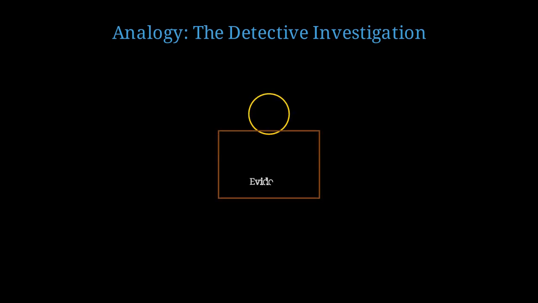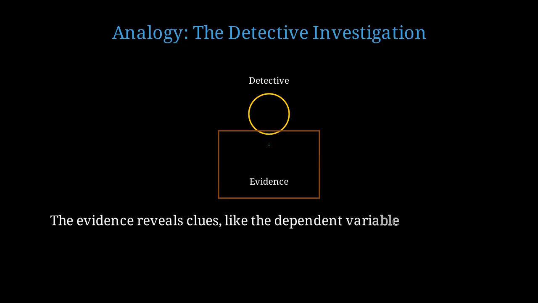Here's another helpful analogy. Think of an experiment like a detective investigation. A detective examines evidence to solve a crime. The detective controls which evidence to examine. That's like the independent variable. The evidence reveals clues about what happened. Those clues are, like the dependent variable, the outcome you measure.